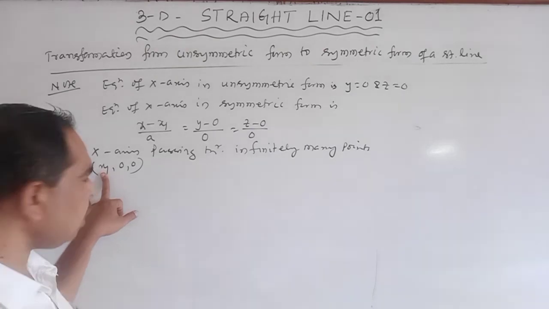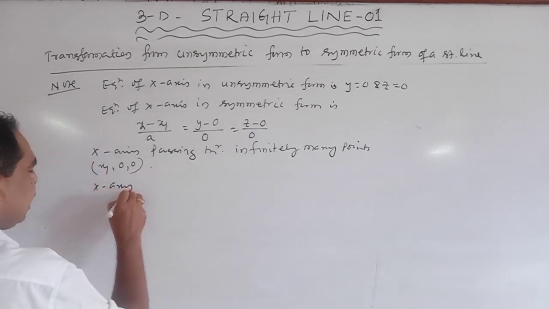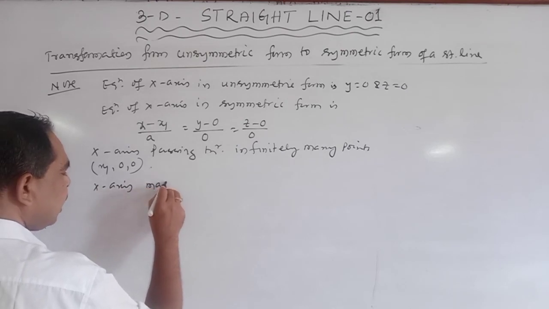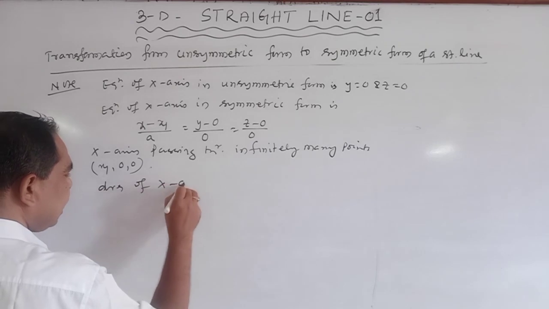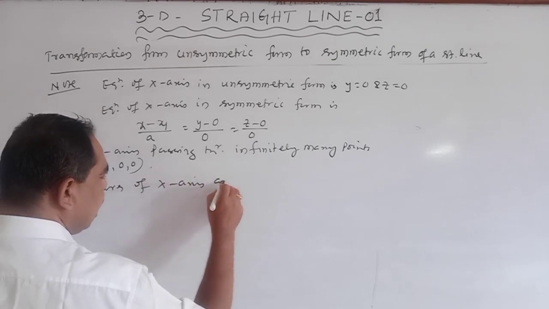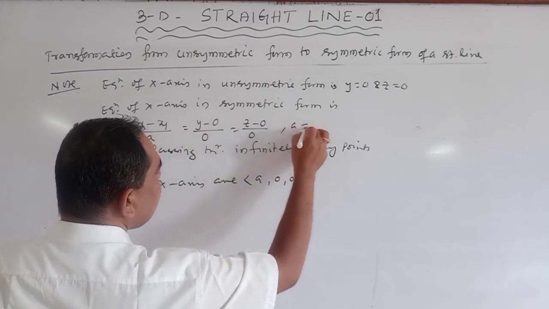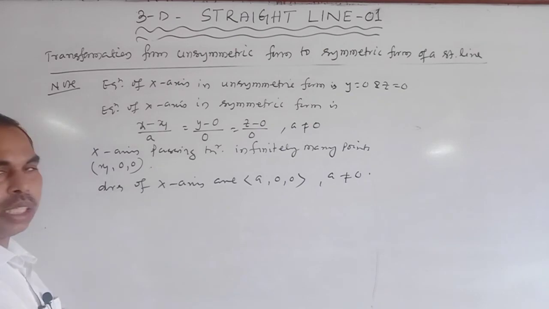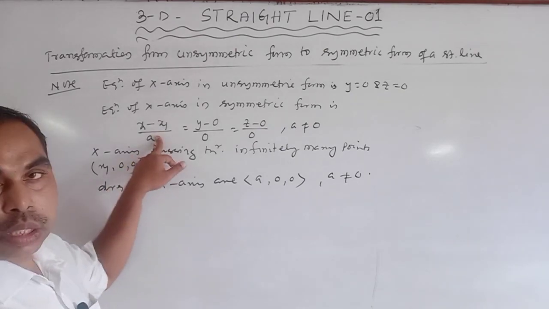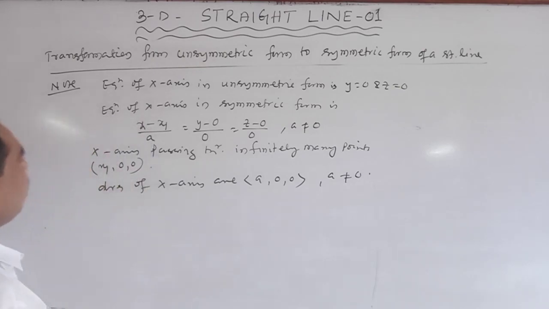Next, the DRS of the x-axis are a, 0, 0, with the condition a not equal to 0. Okay, so these are the DRS of the x-axis.